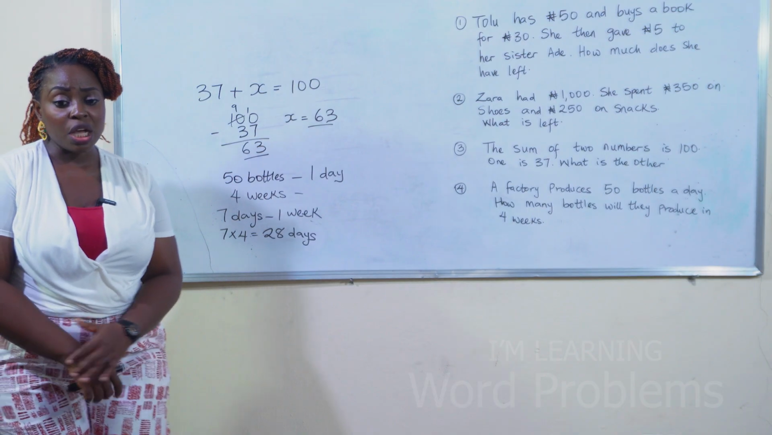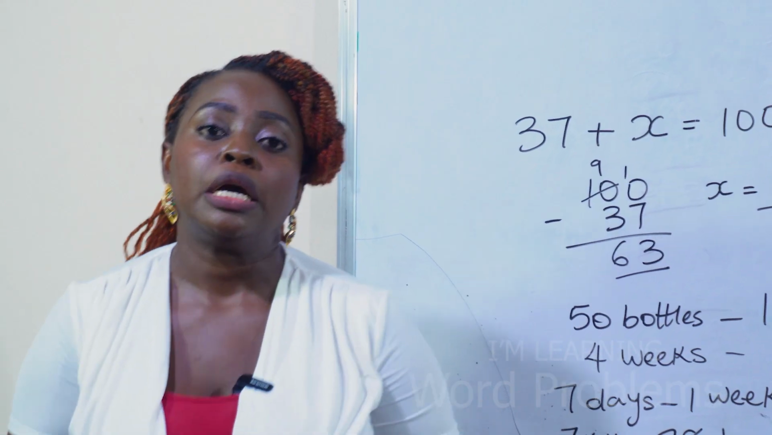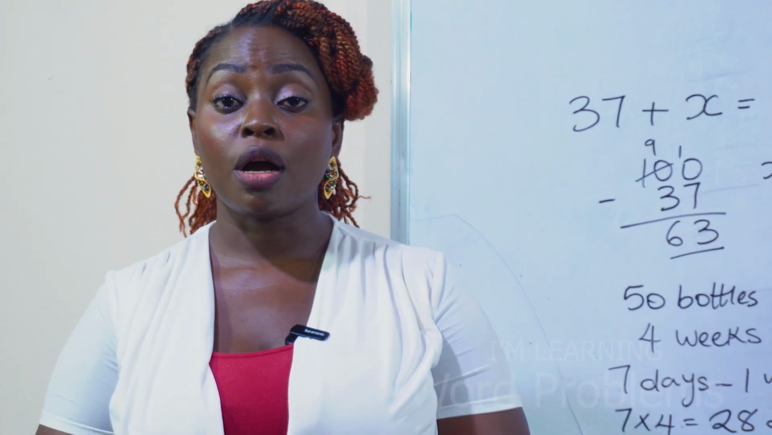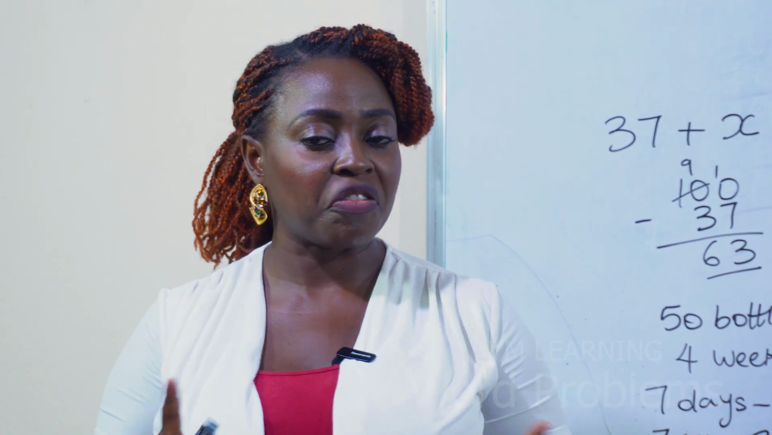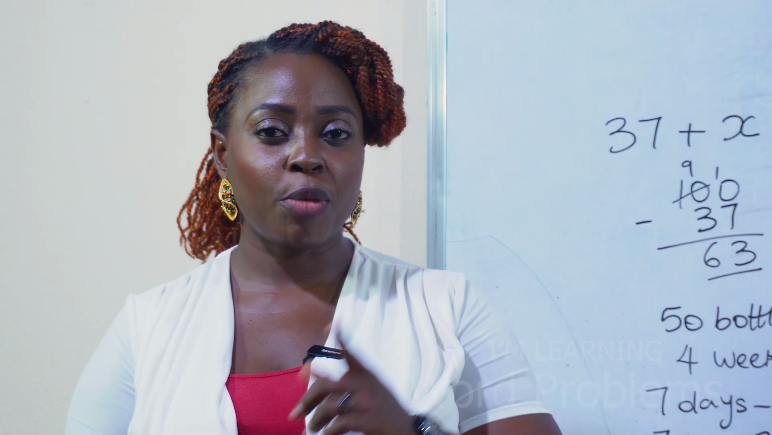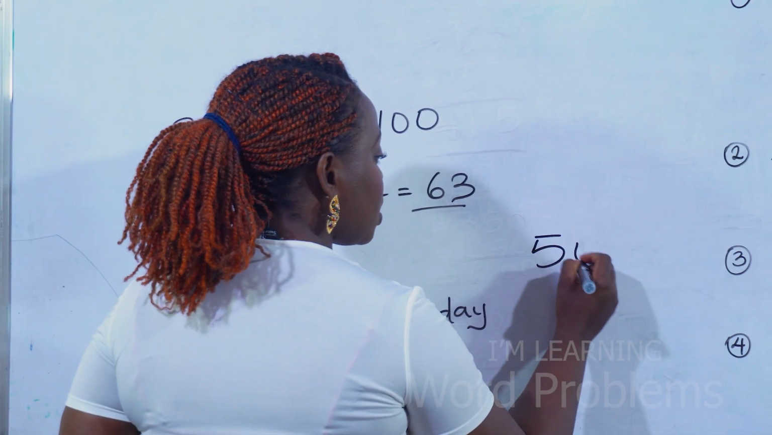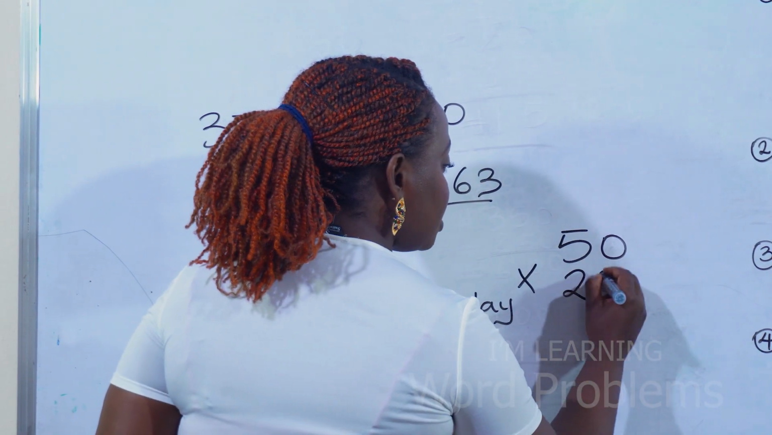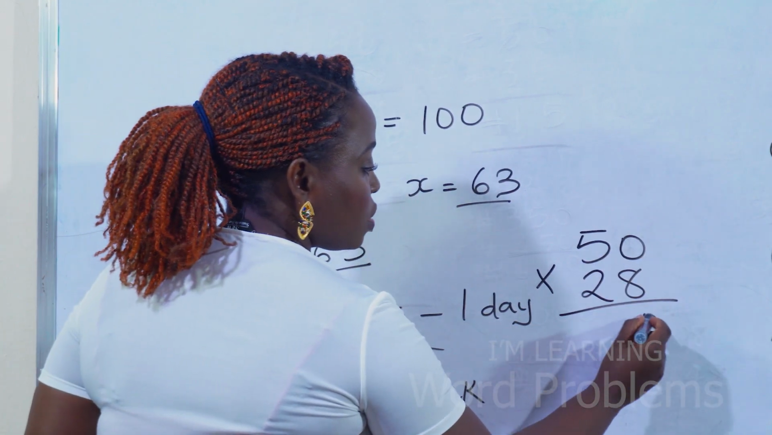Now, if I was to count 50 bottles on day 1, then another 50 bottles on day 2, then another 50 bottles on day 3, then another 50 bottles on day 4, when will I get to 28? By the time I get to 28, I probably would have forgotten how many bottles I was counting. But there's a quick and easy way of doing that. And that is to say 50 bottles a day times how many days? 28 days.